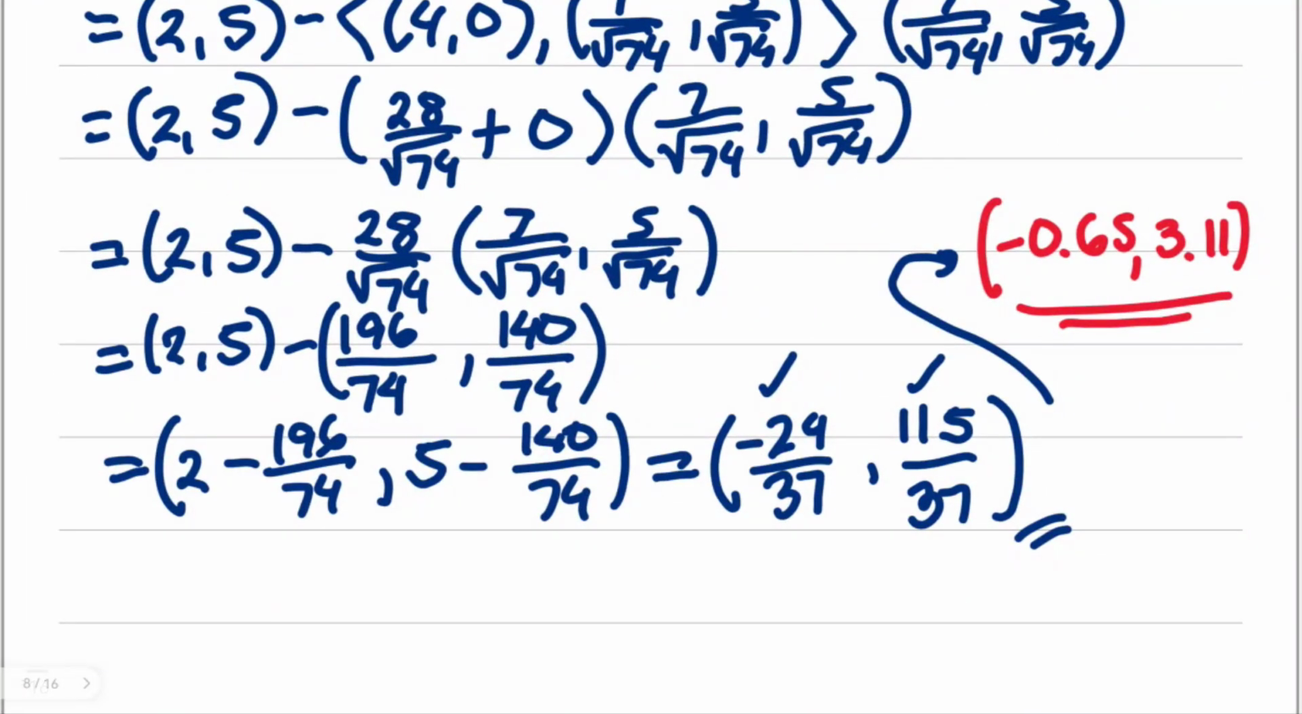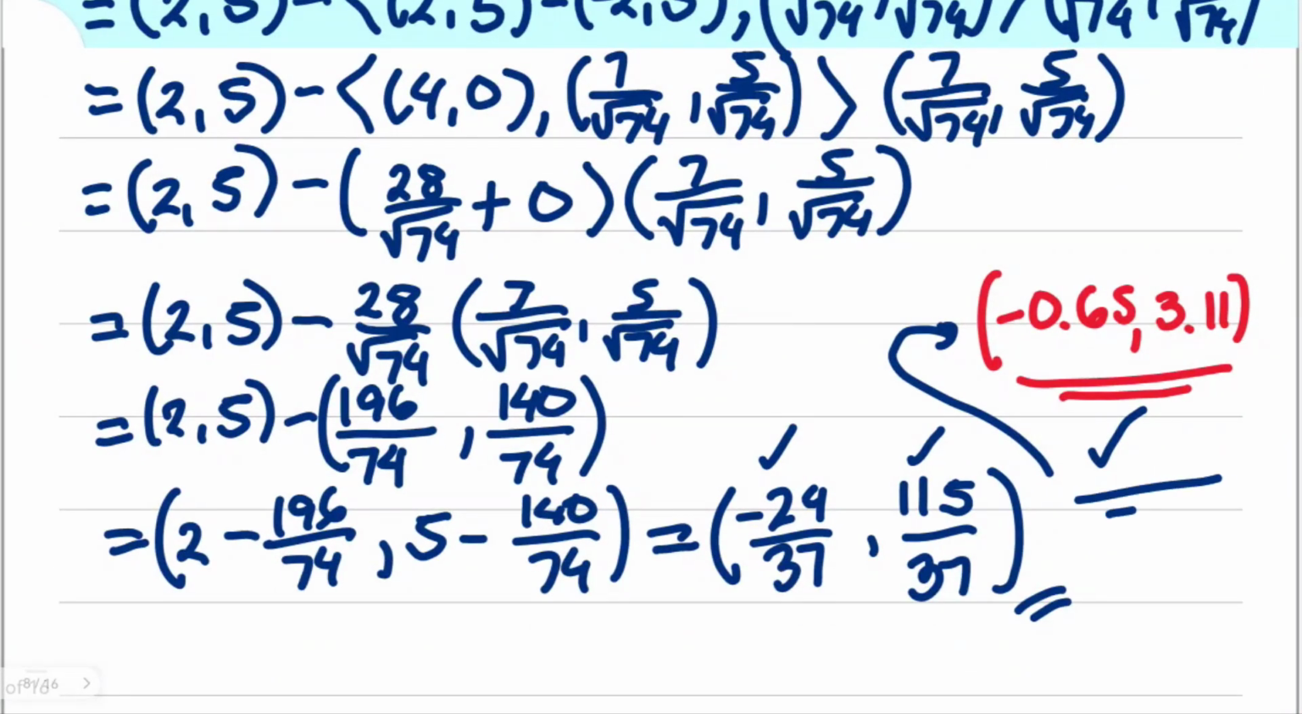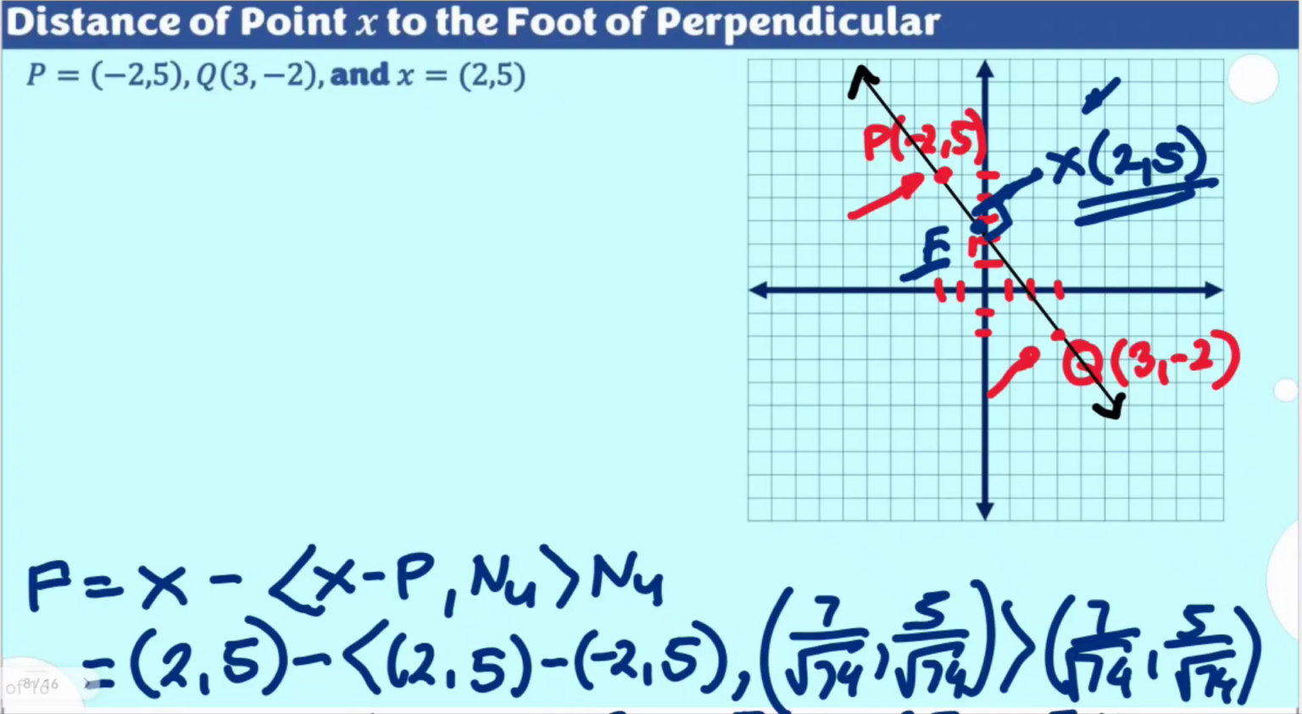The foot was actually identified as this value here, but nevertheless we will no longer concern ourselves with that. Our concern is the distance of a point X to the foot. In our Cartesian plane, this was our foot here, and this was our X. So we were able to identify that point F, or the foot, is again this value, but this time we are asked about the distance of that.